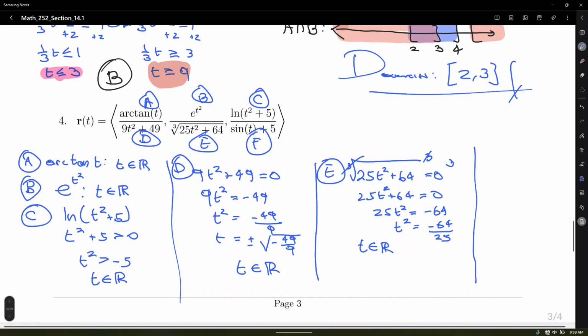Lastly, for F. So for F, what are we going to have? Number 1, sine t plus 5 equals to 0. So there could be potentially periodic values, maybe infinitely many values of periodic form because it's a trig function. So we set the denominator equal to 0, that is sine t plus 5 equals 0. Let's solve the trigonometric equation for t. Sine t equals negative 5.